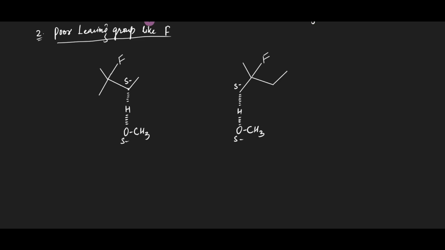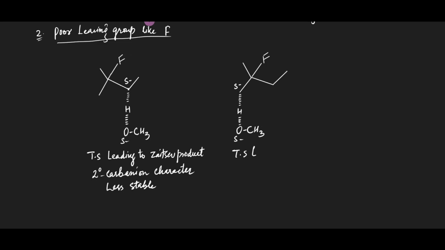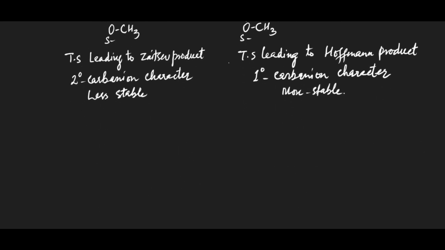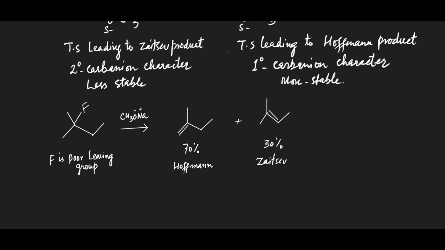This carbanion transition state is stabilized by the strong electron withdrawing group, fluorine. Thus, the transition state leading to the Zaitsev product develops carbanion character on a secondary carbon, which is less stable than the transition state leading to the Hofmann product, where carbanion character develops on a primary carbon and is comparatively more stable. Thus, when an alkyl fluoride is treated with methoxide base, the Hofmann product is the major product, as it is formed from the more stable transition state.